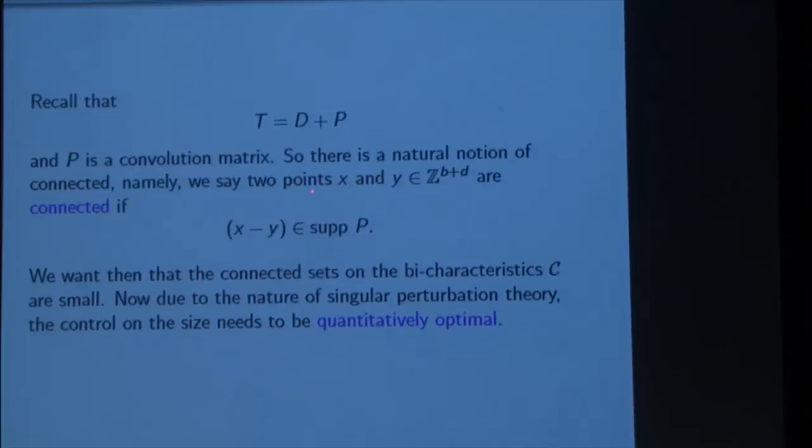So then we say that two points x and y, precisely in this lattice that I explained, the momentum lattice Z^D, are connected if x minus y is in the support, when they differ by two sites, in one direction. It's directional, it's important, it depends on the direction. We want then the connected sets on the bicharacteristics C to be small, right? Now, due to the nature of singular perturbation theory, the control on the size needs to be quantitatively optimal.